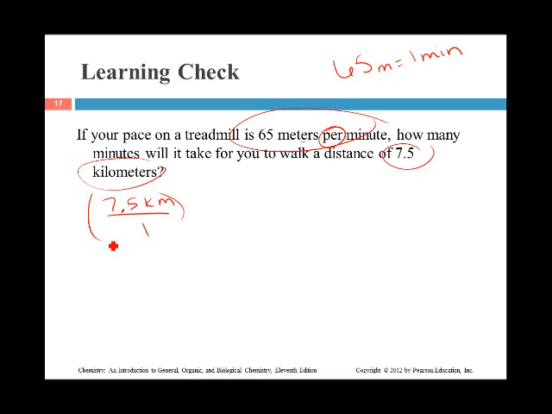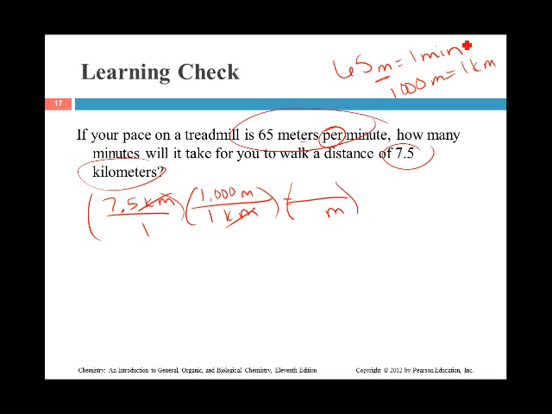Put that into a fraction. It's in kilometers. We can't use this yet. So we may not have noticed it at first, but we actually need another conversion factor. Now we can finish it up. So 1 kilometer, kilometers on top, so I want to put kilometers on bottom. 1,000 meters. Those cancel. Meters are on top. I want to put meters on the bottom. I'm going to use this conversion factor now. 65 meters in 1 minute.